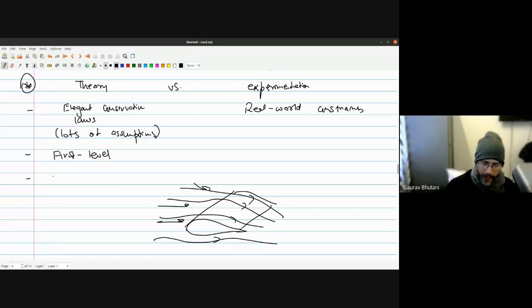Theory is more general. What I mean is, if the theory is for a given shape, I can always change the shape, and since my equations are based on first principles, they will work for any shape, any cross section, any material, any fluid type. Whereas experiments are not general; they're restrictive.